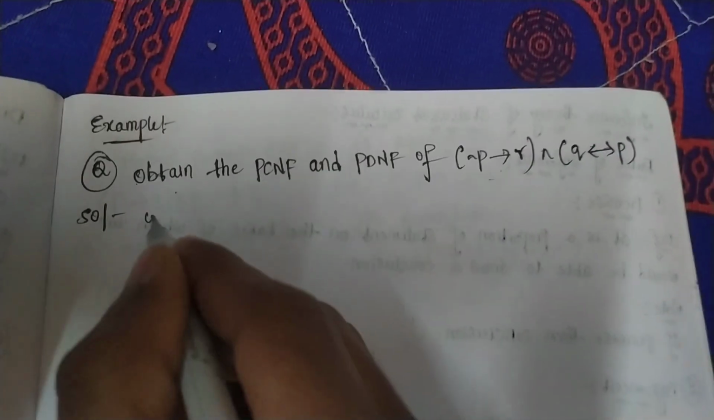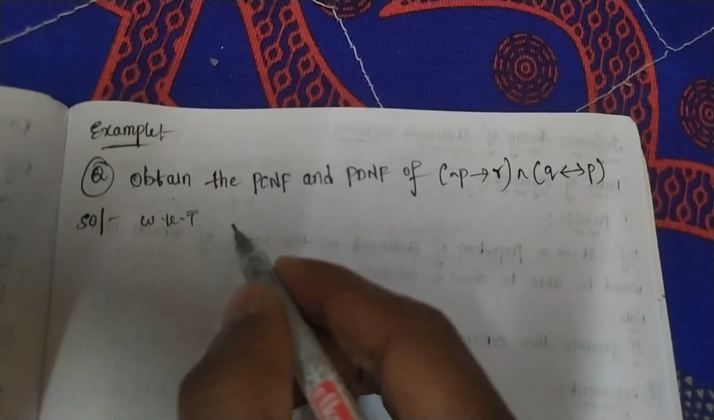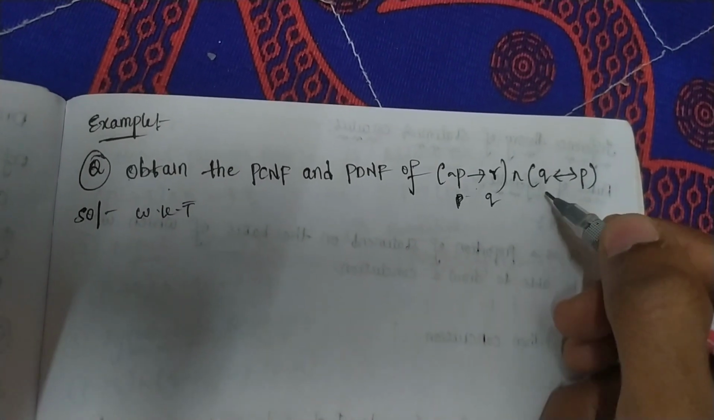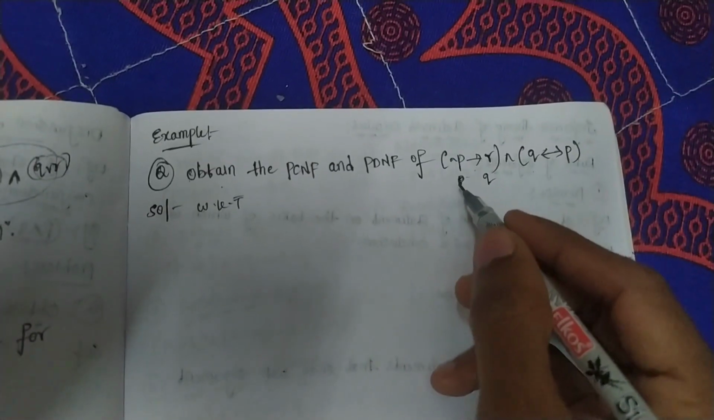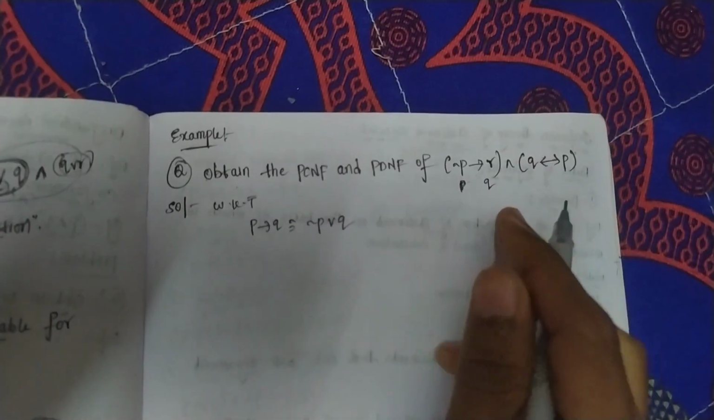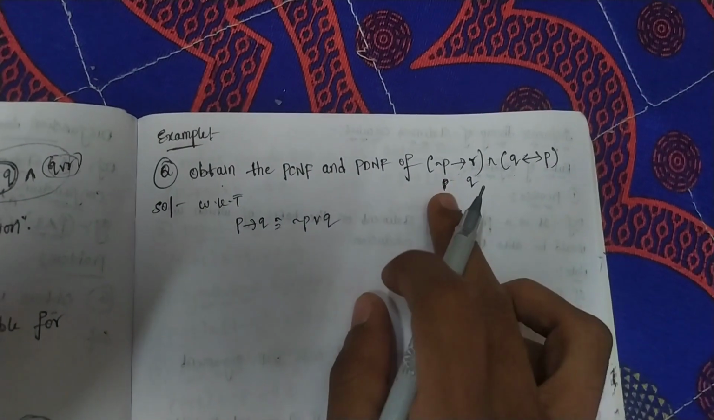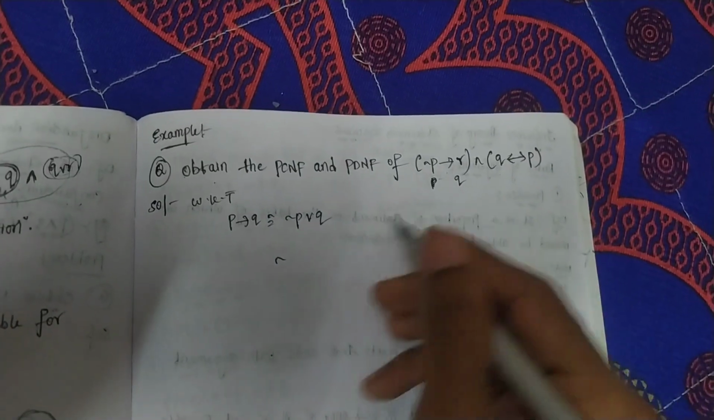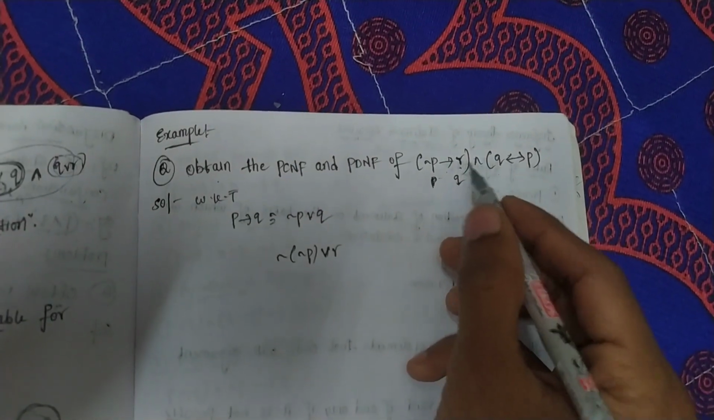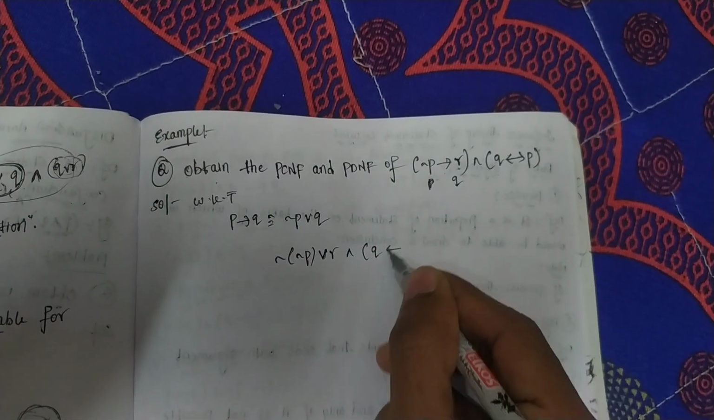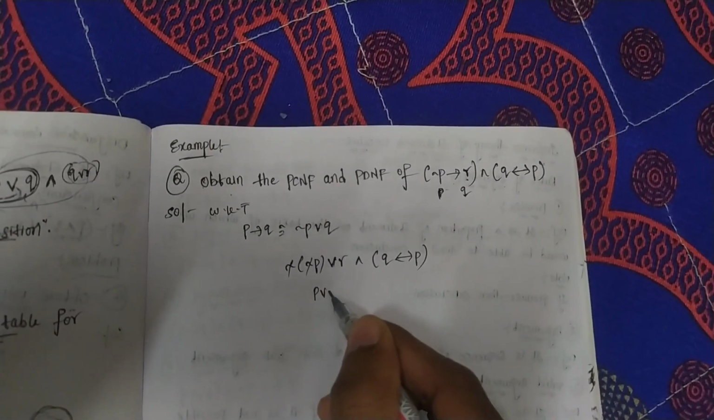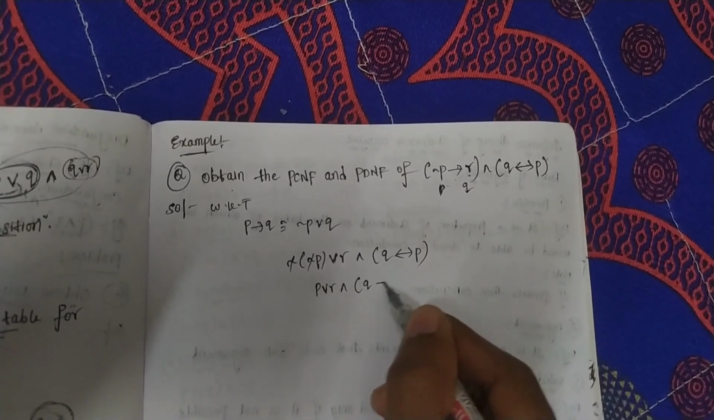So here, take it as P and take it as Q, and this also, take it as P and take it as Q. We know that P implies Q is equivalent to negation P or Q. So write this in the form of this. Here P value is negation P, or Q value is R. In the place of Q we have R, and here Q double implies P. So the negation cancels, and we get P or R and Q double implies P.